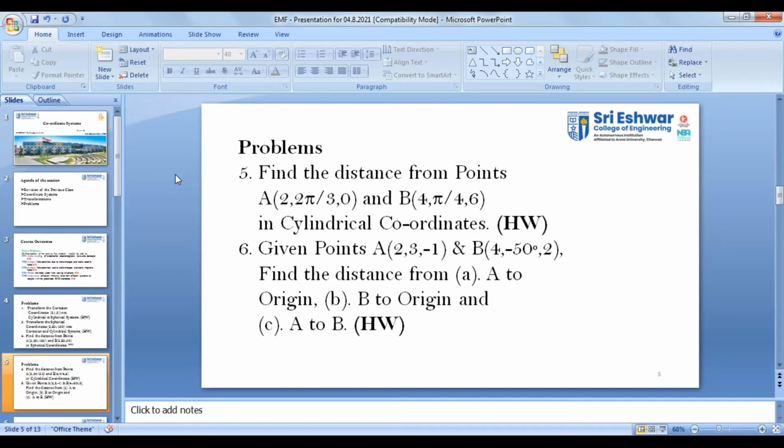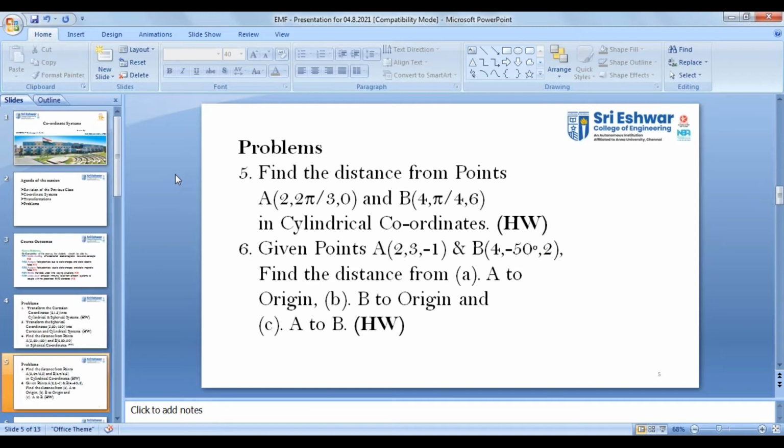In the same way, second subdivision is B to origin. Point B, we got it now in Cartesian. Origin means 0, 0, 0. Between these 2 points, we have to find the distance. Then subdivision C is from point A to point B. That means 2 Cartesian points we have in our hand. For these 2 points, we have to find the distance.